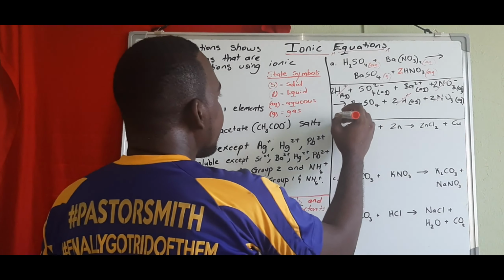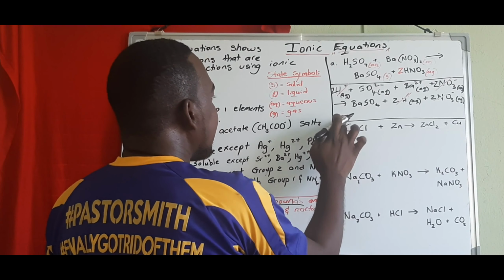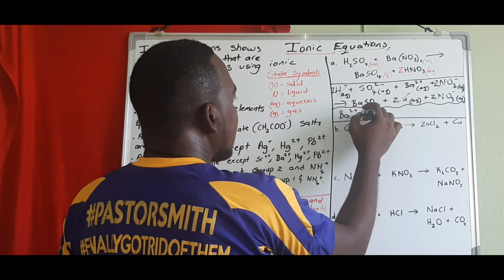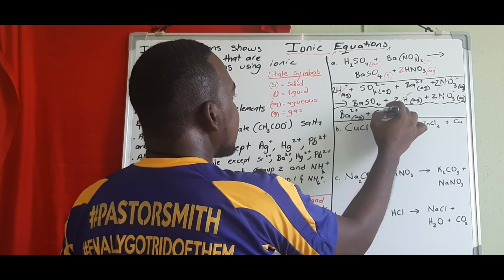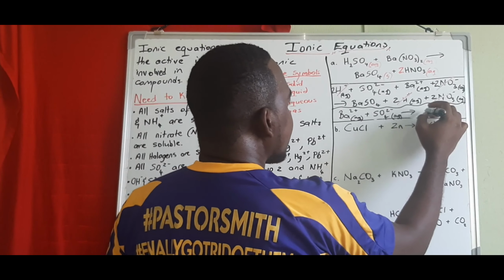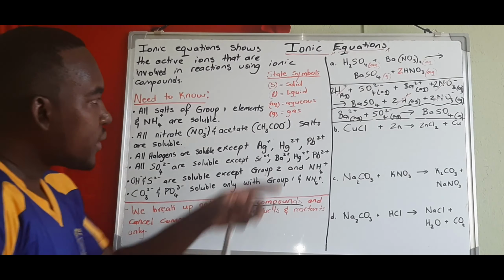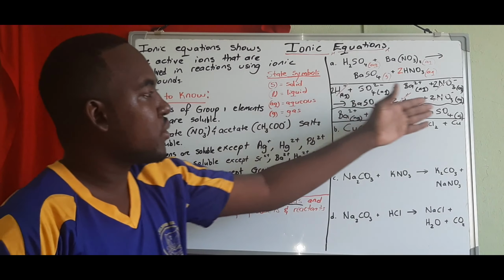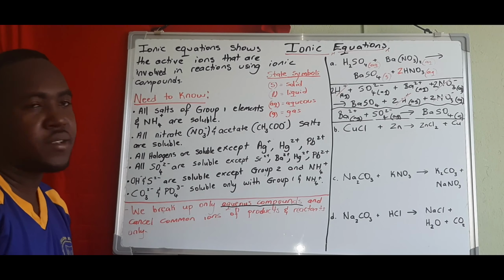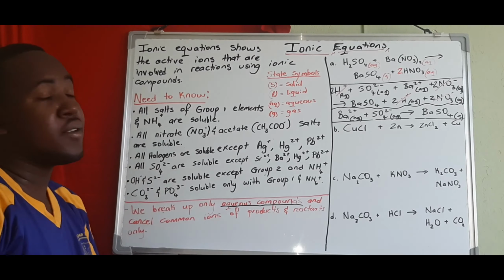So the final output would be barium, sorry, that's not right. So it's barium 2 plus, and we remember state symbols, plus SO4 2 minus, equals, to give, the only product here is our barium sulfate, and that is solid, right? So this is our ionic equation for this chemical reaction, right? So these are called our spectator ions, right? So these two ions would be the active ones to be bonded to give barium sulfate.